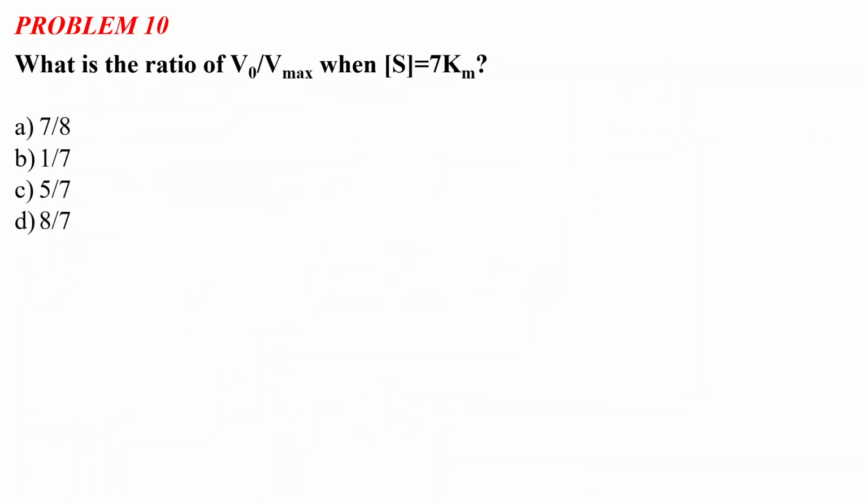So, problem number 10 says: what is the ratio of V0 by Vmax when the substrate concentration equals 7 Km? The options are A, 7 by 8; B, 1 by 7; C, 5 by 7; and D, 8 by 7. This is a quick math, and I want all of you to try to solve this. What is the ratio of V0 by Vmax when S equals 7 Km?